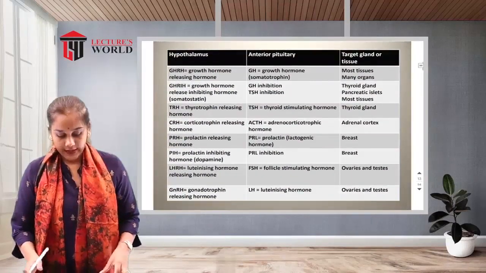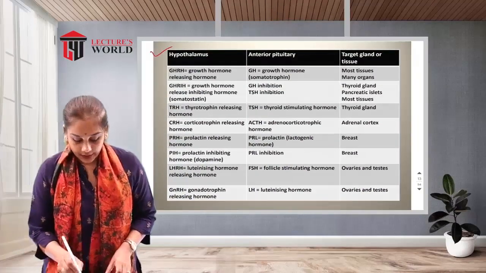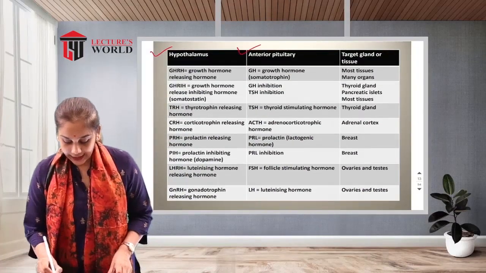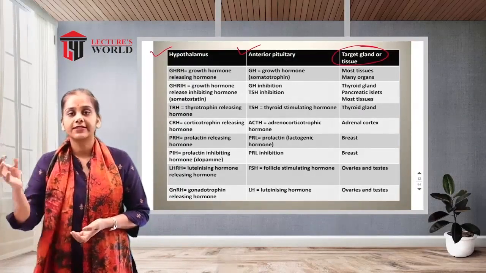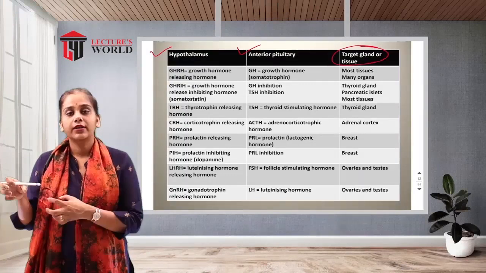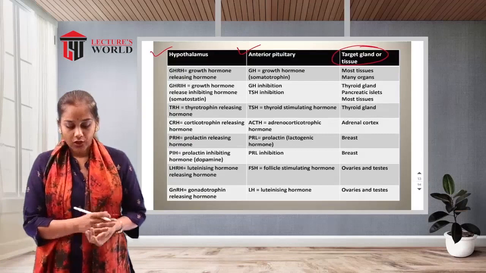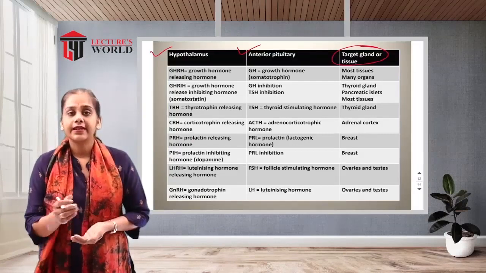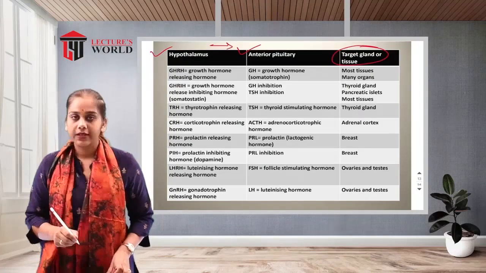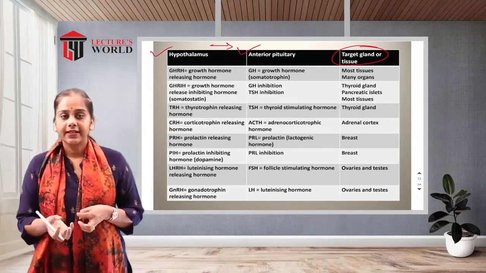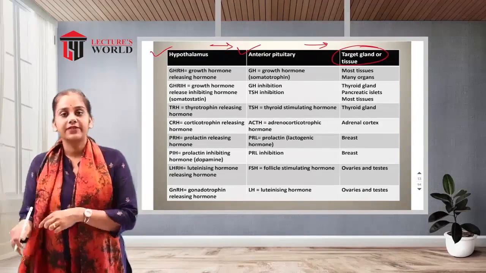Now let us see the hormones: the hypothalamus, the anterior pituitary, and which are the target gland or tissue. Okay, the hormones will go to particular target or specific organs to act in the body. So the hypothalamus is a triggering material. It triggers the anterior pituitary gland, which secretes the hormones, and then the hormones go to the specific organs.